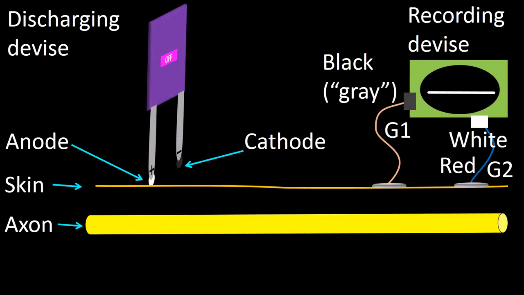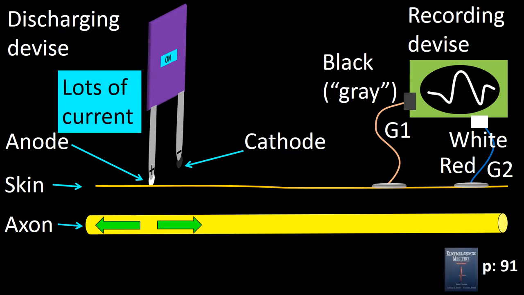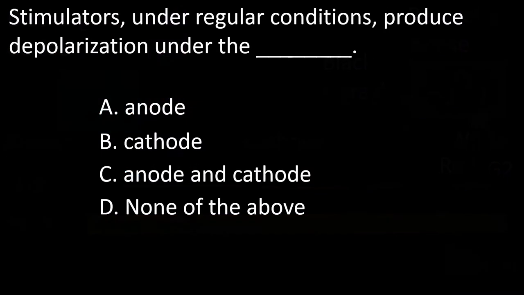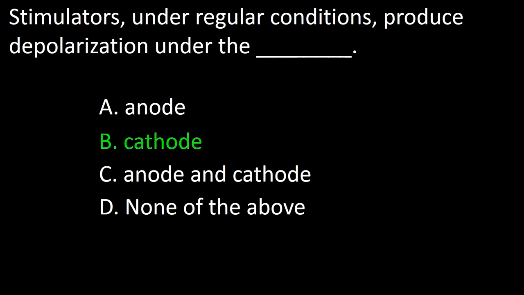This time only the anode is placed on top of the nerve. If only a regular current is applied, let's say 15 milliamps for 100 microseconds, nothing will happen. But if a large amount of current is applied, something that is not done under regular conditions, current will develop under the anode and generate an action potential. So the answer to this question is B, cathode.